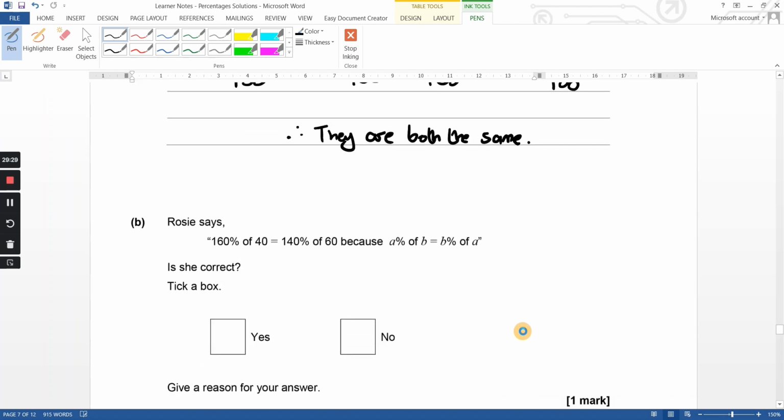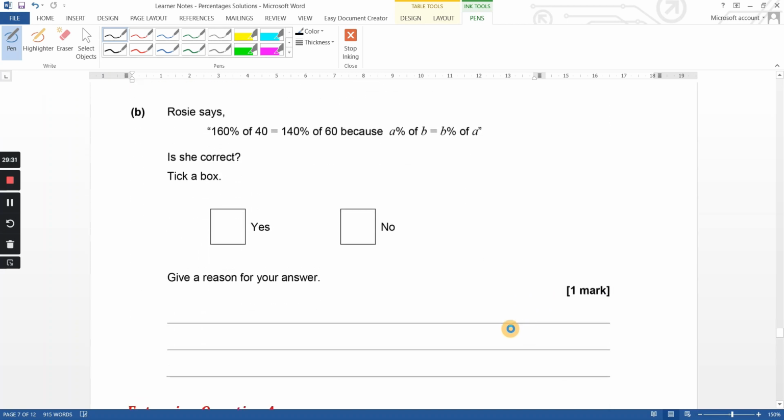There's a part B as well. Let's have a look. Part B says Rosie says 160% of 40 is equal to 140% of 60. No, she's not correct. That's not right, because 160% of 40 is not going to be the same as that. Give a reason. Okay, I'll give you a reason why.